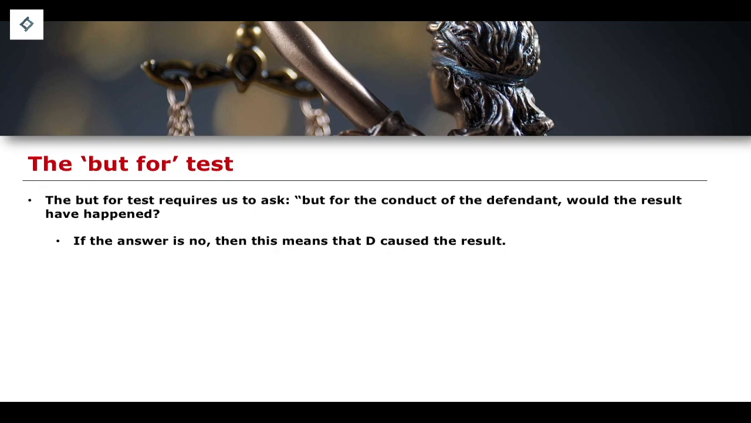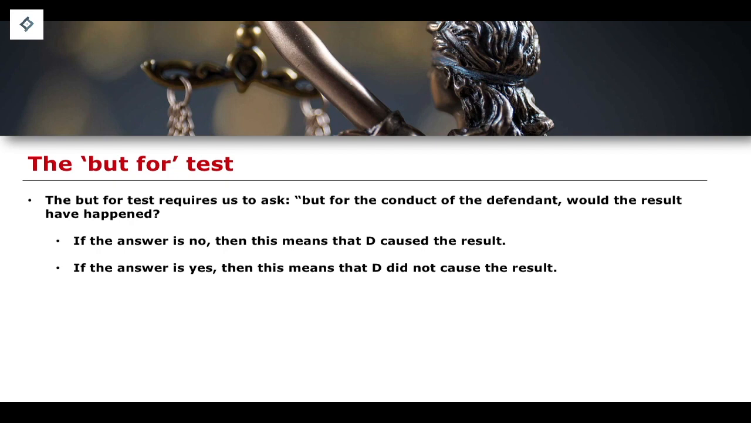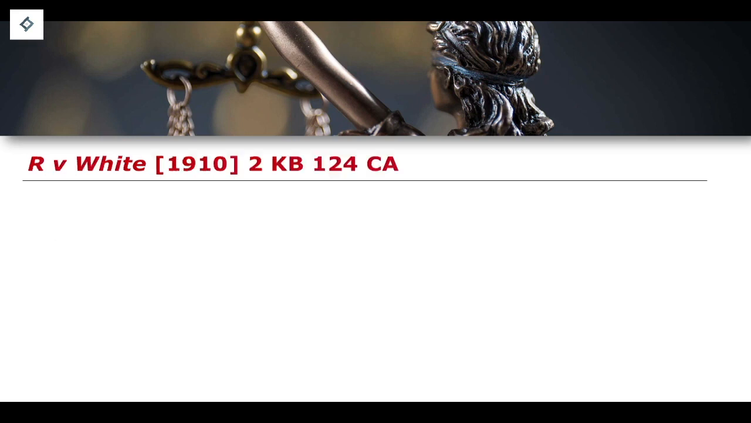Because if we say, if it wasn't for this conduct, would the result have happened, and the answer is no, then that tells us that the conduct of the defendant causes the action, and therefore we would say that D caused the result. If the answer is yes, if the defendant can be taken out of the situation completely, and the same result would have still happened, then this means that the defendant did not cause the result.